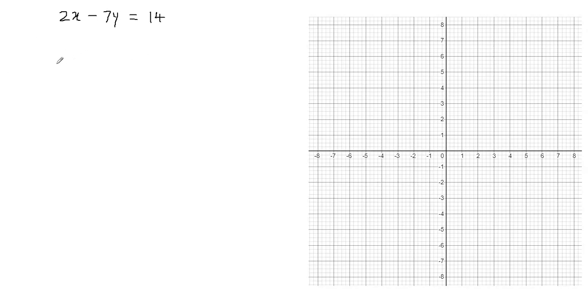So let's do that. To find the x-intercept, I'm going to substitute y equals 0. And to find the y-intercept, I'm going to substitute x equals 0.